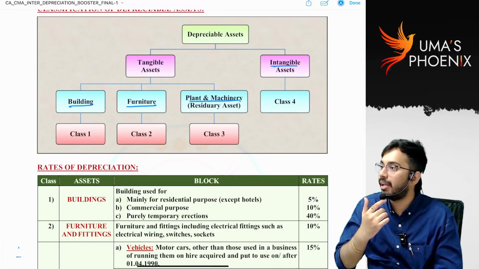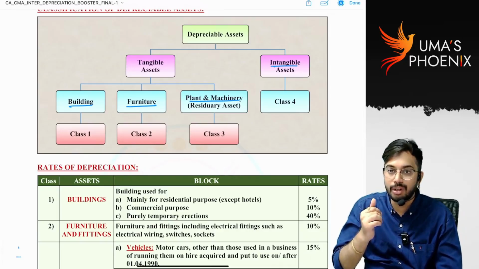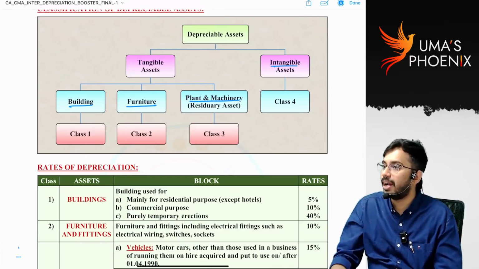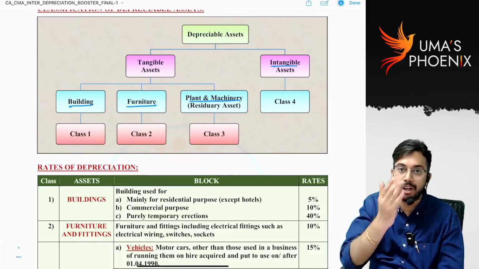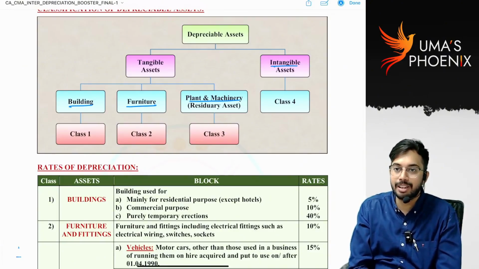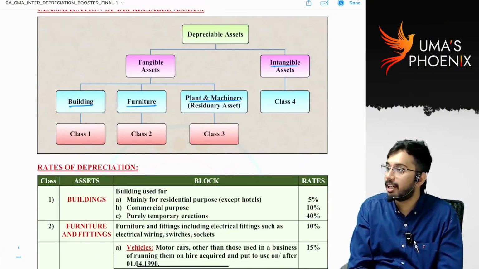I am using a mic. Can you call the mic a building? No, right? Is the mic furniture? Is the mic an intangible asset? No, so the mic will be classified as plant and machinery. There is a video recorder. Is it a building? Is it furniture? Is it an intangible asset? No, it will be classified as plant and machinery.